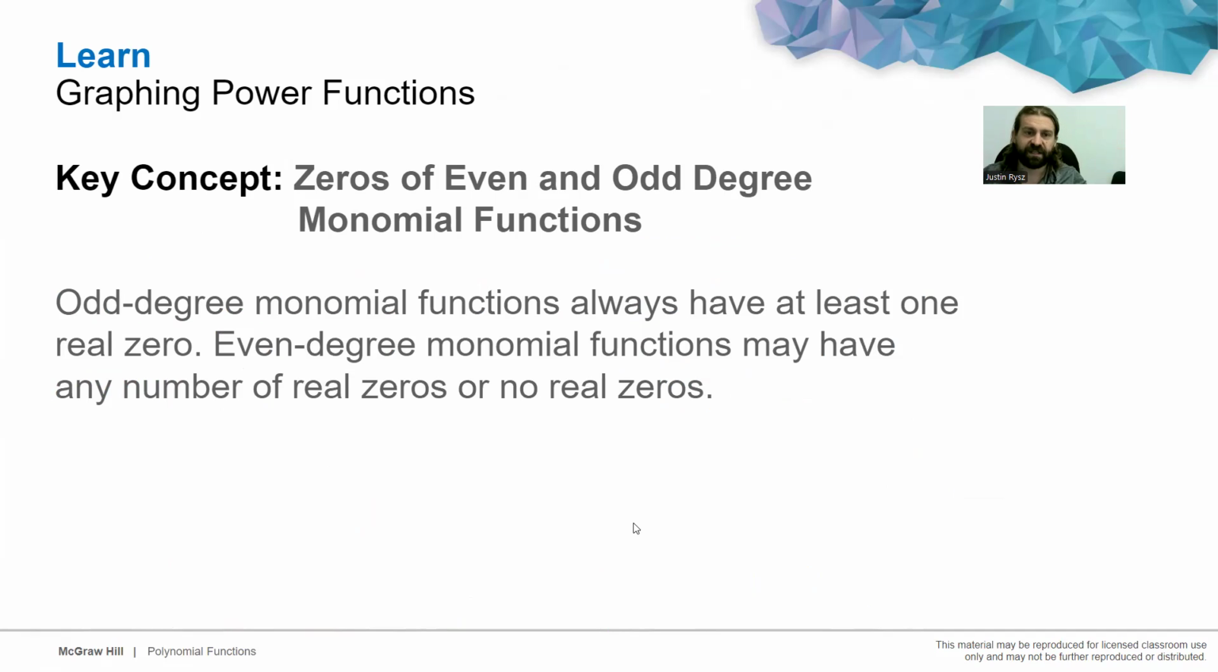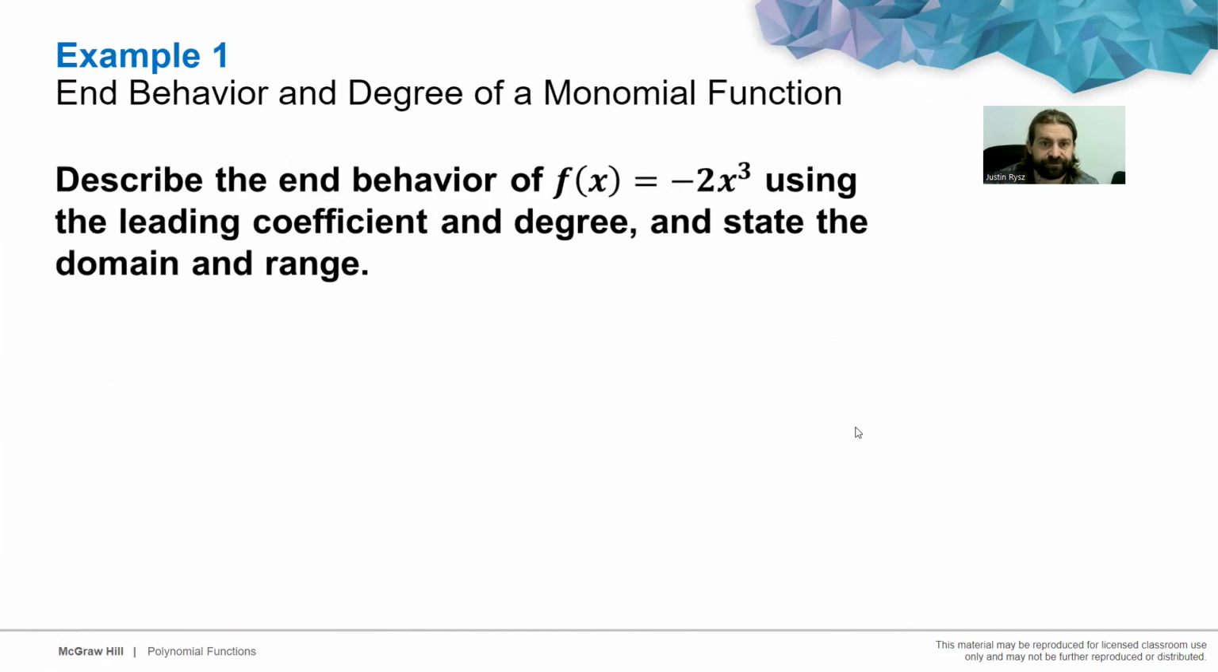Okay, so the key concept here is that odd degree monomials always have at least one real zero, because the graph has to go across, start at the bottom and go to the top, or start at the top and go down to the bottom. It's going to cross the zero at least once. Even degree monomials may have any number of real zeros, or they might not have any real zeros.